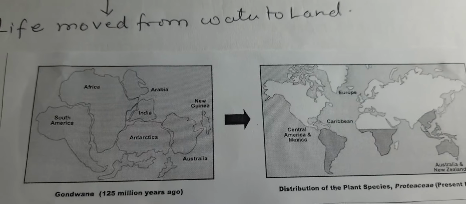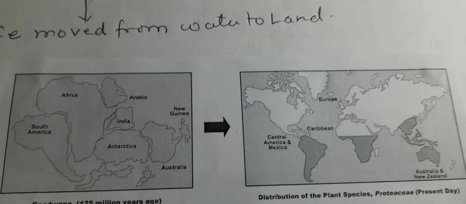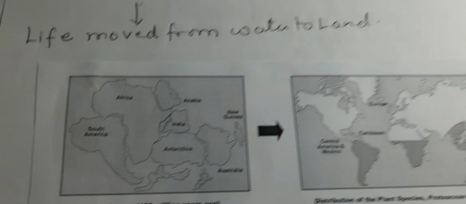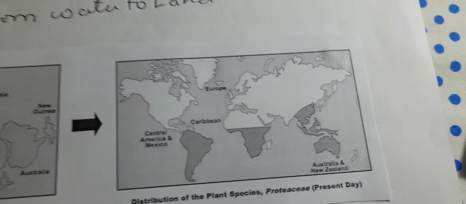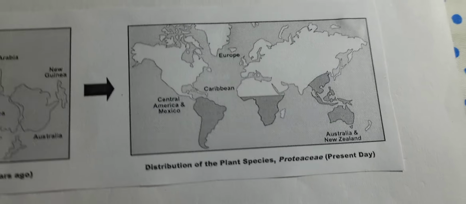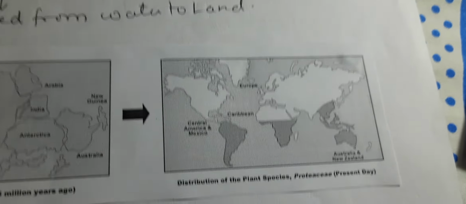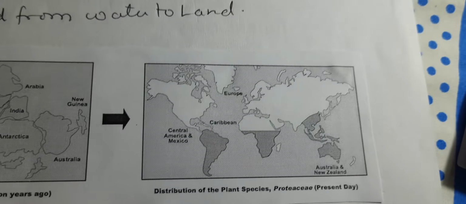So the reason for divergence of different plants and animals is that they got separated because the landmass got separated. So the next video will be discussing the next part of evolution. Thank you.